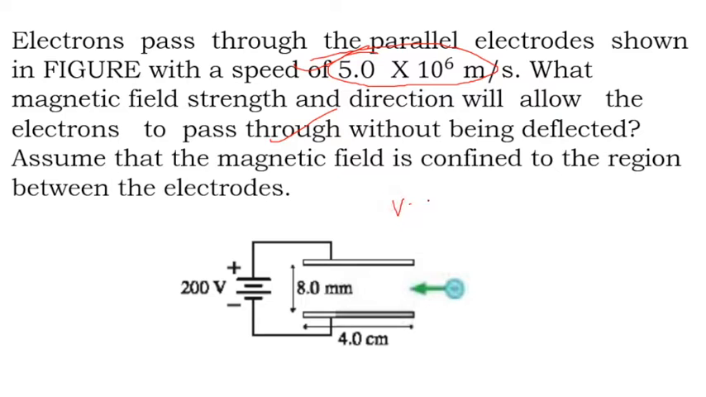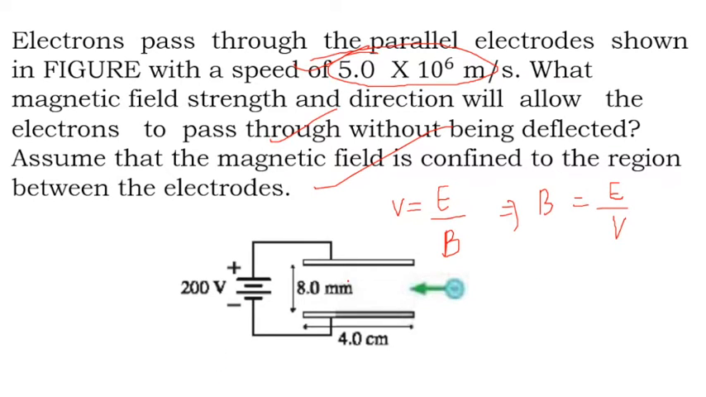We know if we want no deflection, V is equal to E by B. Assume the magnetic field is confined to the region between the electrodes. So we simply have to find the magnetic field. What will the magnetic field be? It will be E by V.